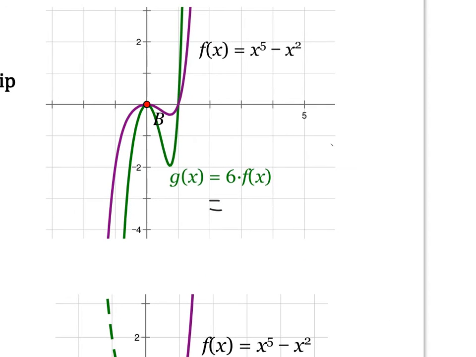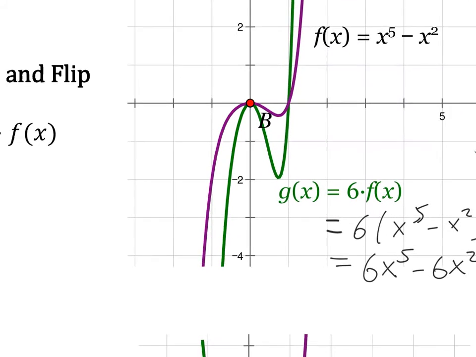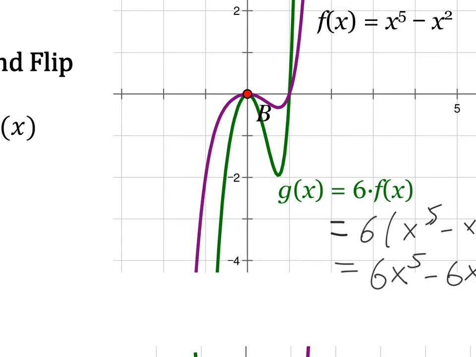So let's do a little bit of algebra. 6 times f of x is just 6 times x to the 5th minus x squared, and distribute that 6: 6x to the 5th minus 6x squared. Okay, so everything's been multiplied by 6. Well, the thing to see here is what has happened to these points. This point right here has been stretched down.